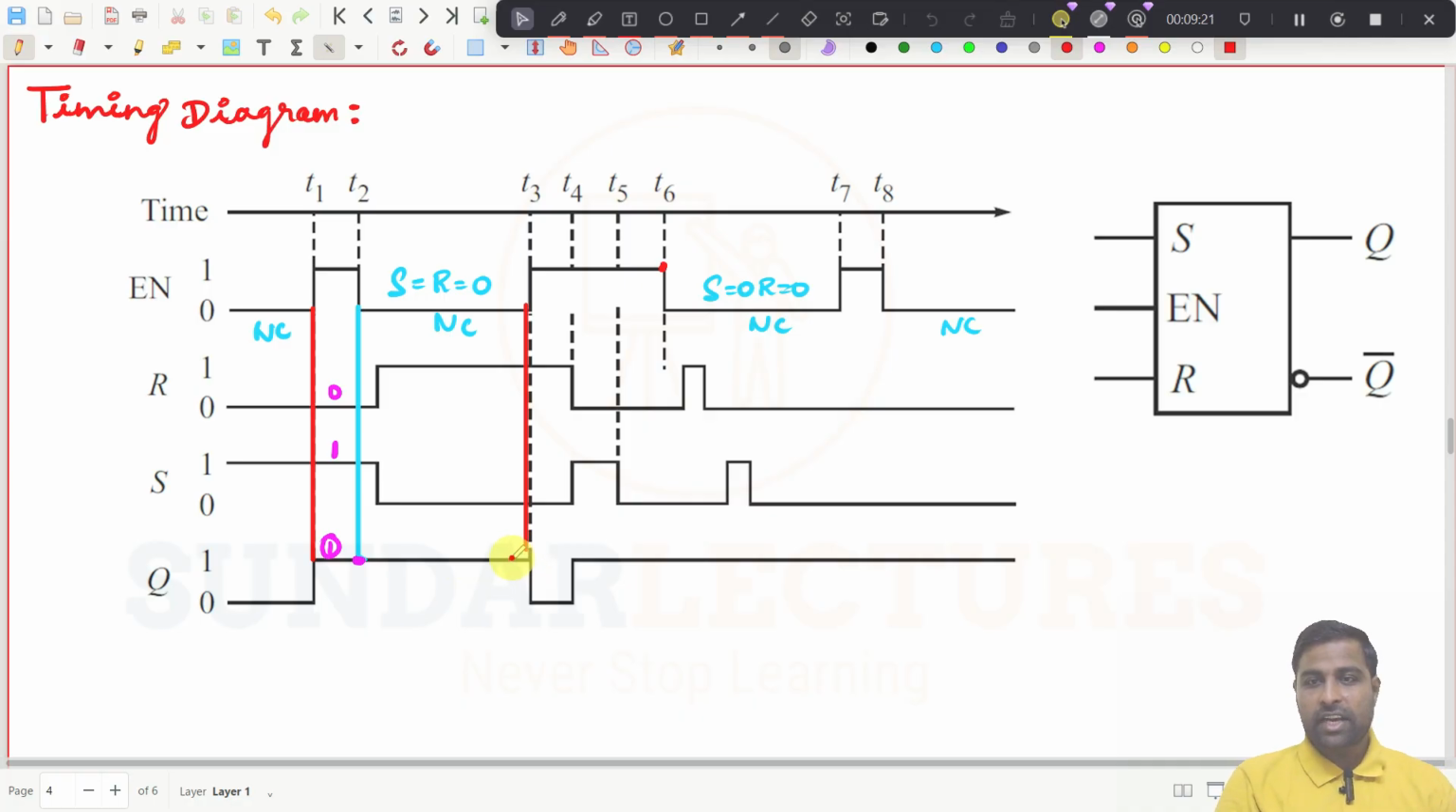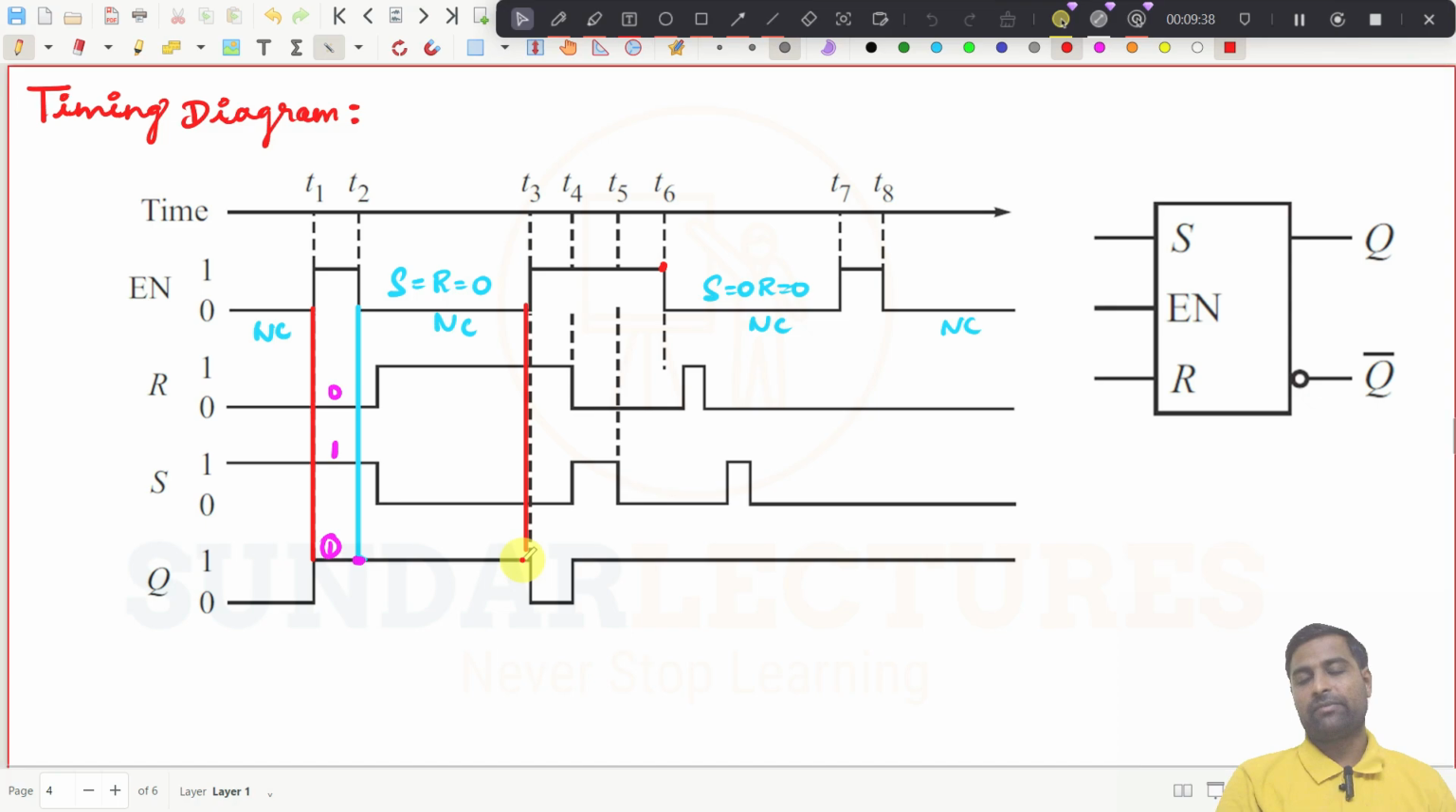There is no change condition, and there is a change here. See here, R becomes 1, S becomes 0, but there is no change in the output. Why? Because the enable is 0. The output has to be the same as the previous one, that is 1. So it is retaining at 1 at this point. Try to understand very clearly, right?